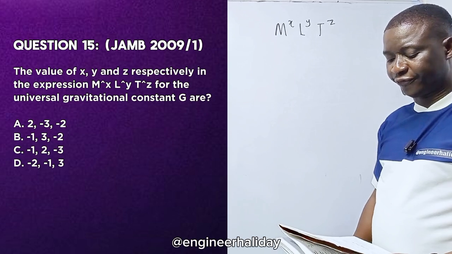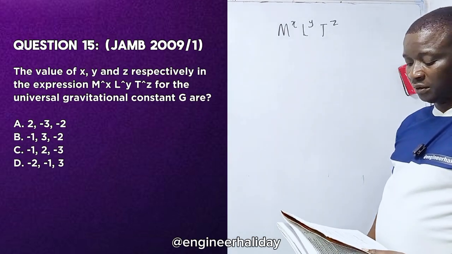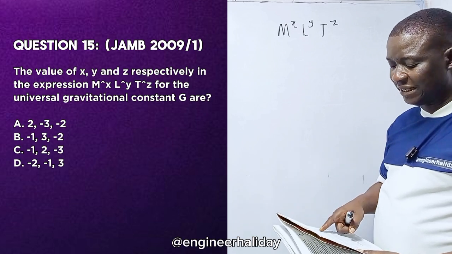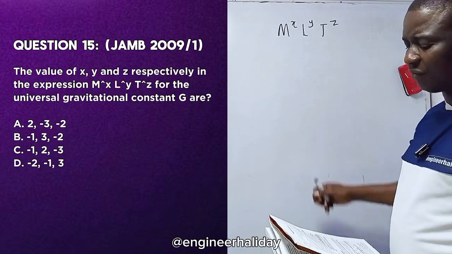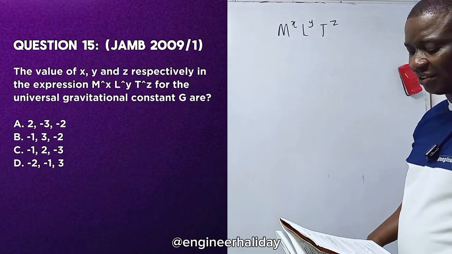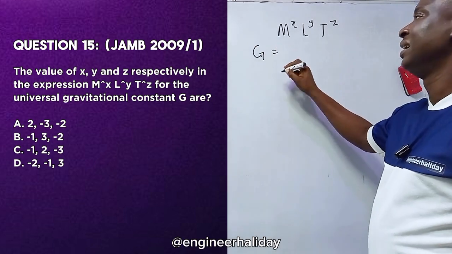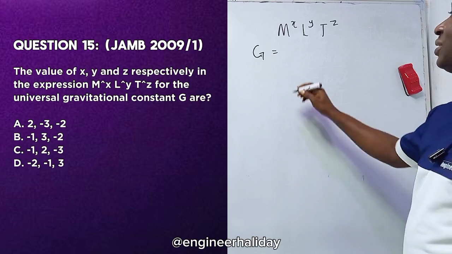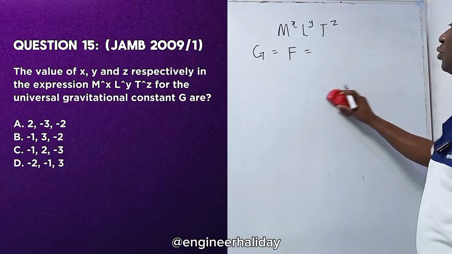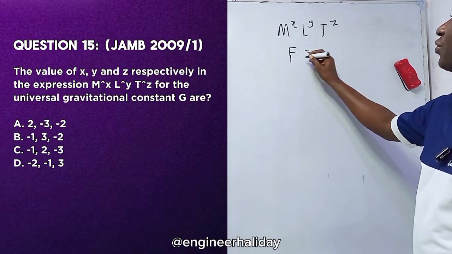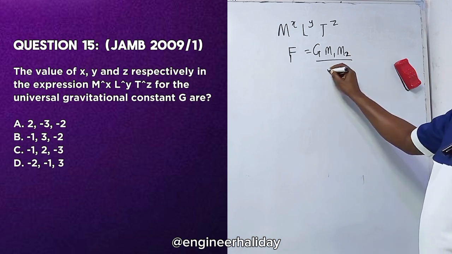Now, number 15 asks for the values of x, y, and z respectively in the expression m raised to x, n raised to y, and t raised to z for the universal gravitational constant, capital letter G. What we're going to do first is this: capital letter G is from the law of universal gravitation. We know the law says the gravitational force is equal to G m1 m2 over R squared.